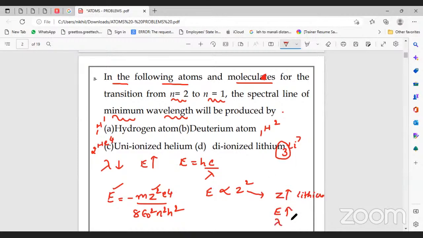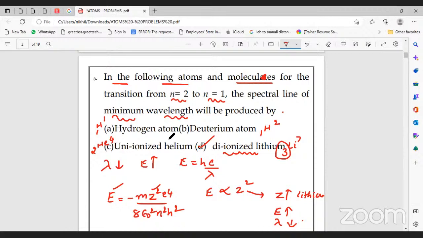If energy is more for lithium, the wavelength will be less for lithium. So if you use which atom or molecule in order to get the minimum wavelength, it should be diionized lithium. For diionized lithium, the wavelength is going to be minimum, energy is going to be maximum, and atomic number is going to be maximum in the given options.